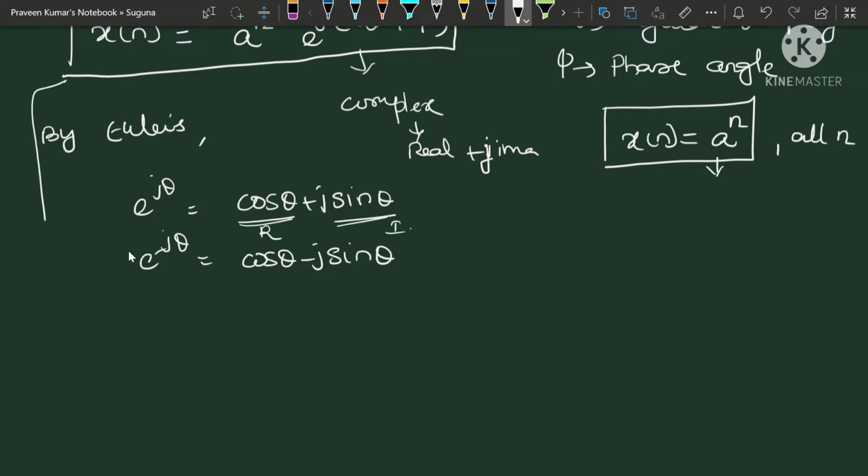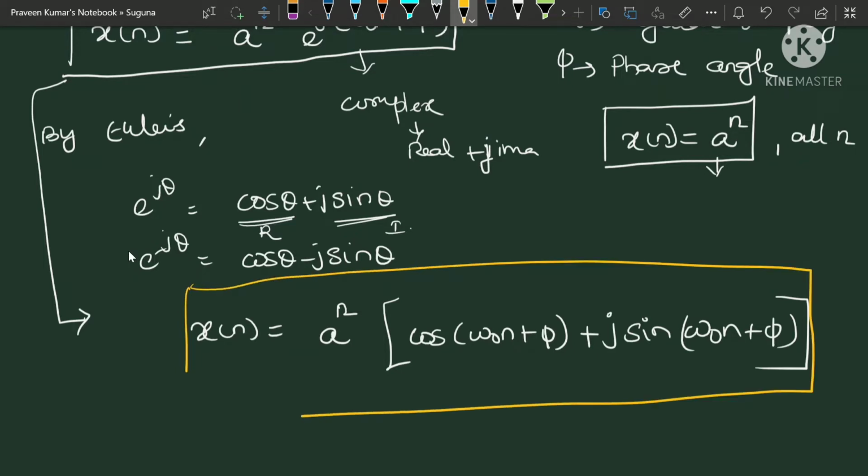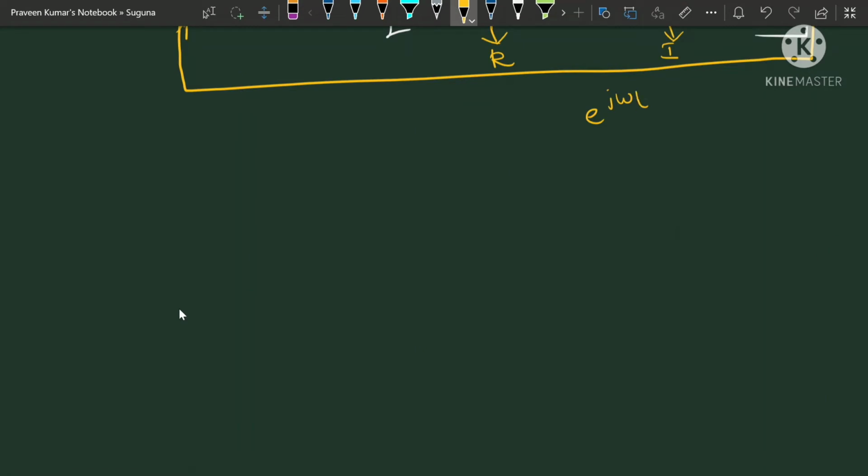So now our x of n becomes, apply this Euler's formula. So x of n என்ன இருக்கும்? X of n is equal to a power n into cos omega naught n plus phi plus j sin omega naught n plus phi, right? So this is the general form of discrete time complex exponential signal where cos omega naught n plus phi is the real part of x of n and sin omega naught n plus phi is the imaginary part of x of n. So now already சொல்லிருக்கேன் what is the waveform for e power j omega t. Okay, it is a purely sinusoidal signal.